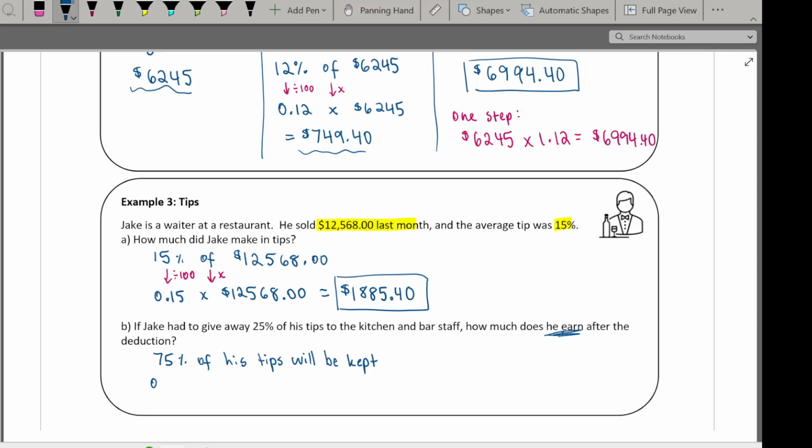So we're doing 0.75 times 1,885, and that's going to be $1,413.90. You could have done that in 2 steps. You could have calculated 25% of his earnings and then subtracted it, but it's faster just to do 75%. Okay, and that's the end of that lesson.